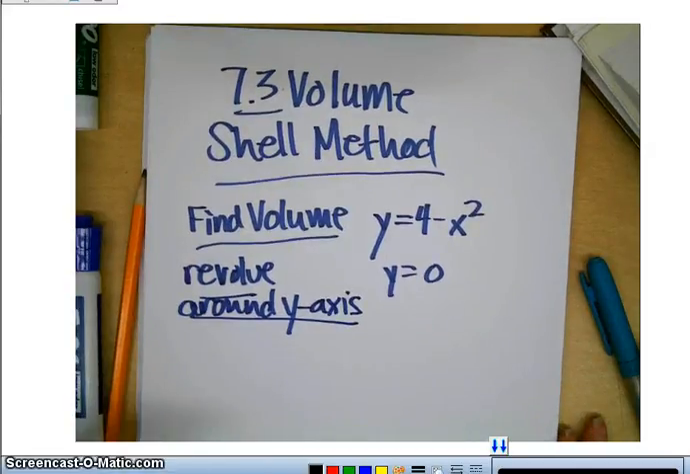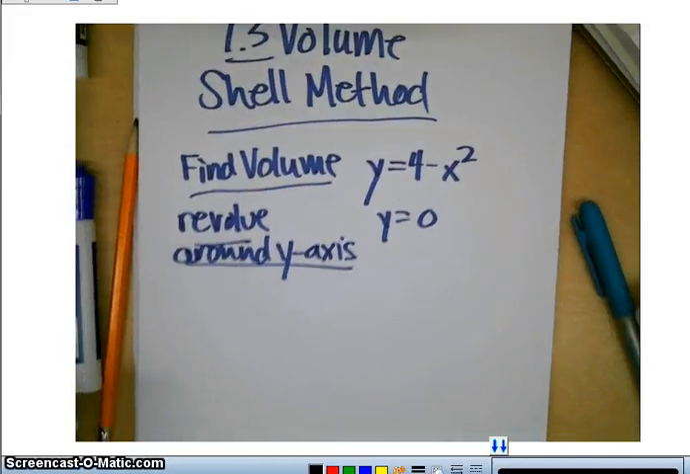So the first thing that we do, what do we always do whether we're finding areas or volumes? We have to draw a picture. Okay, so we need to get a picture of this area.